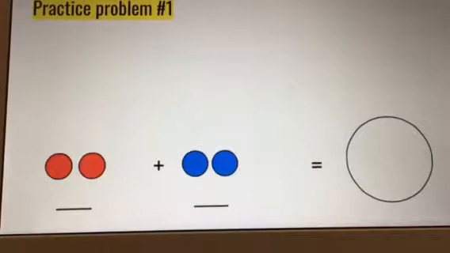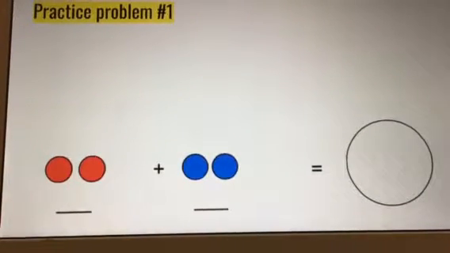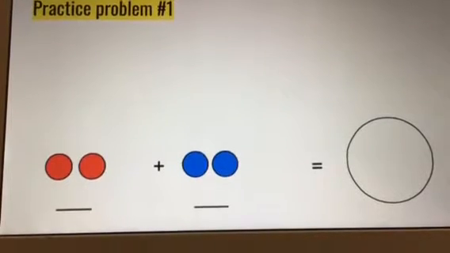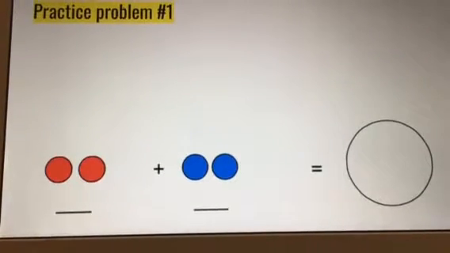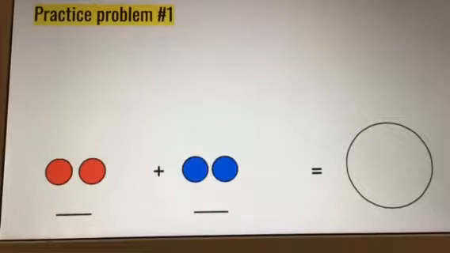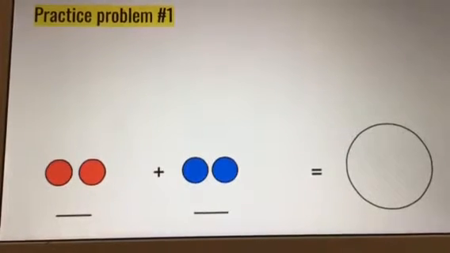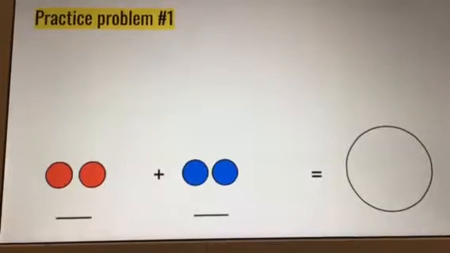So the first practice problem is displayed, and I will give the students about 2-3 minutes to answer the question, and I will wait until everybody is completely done. Once they are done, we will go over the problem, and if anybody has questions, I will explain it.